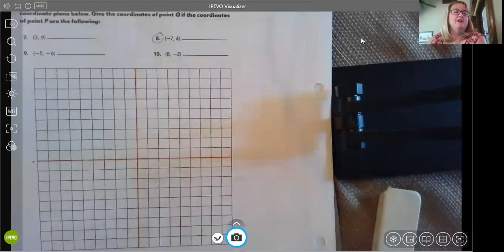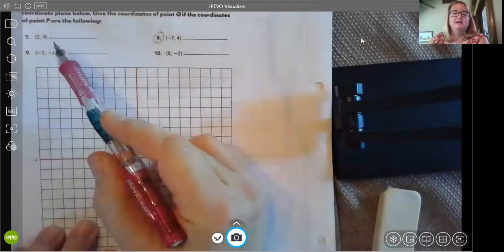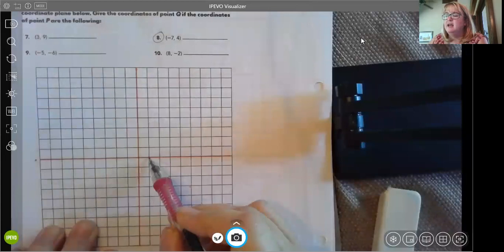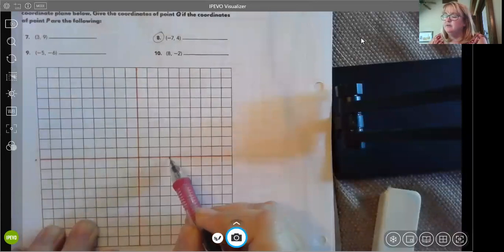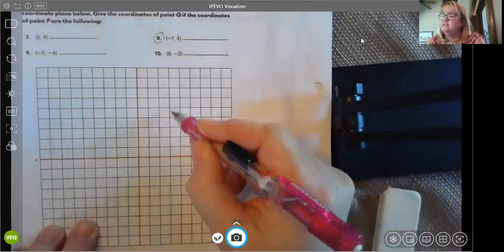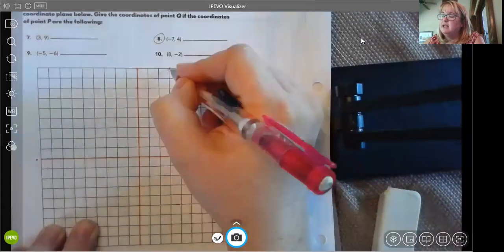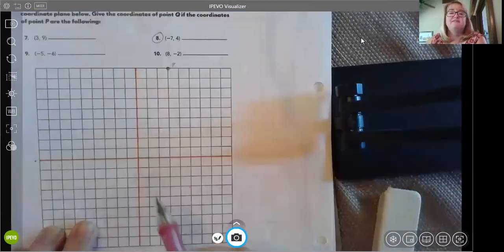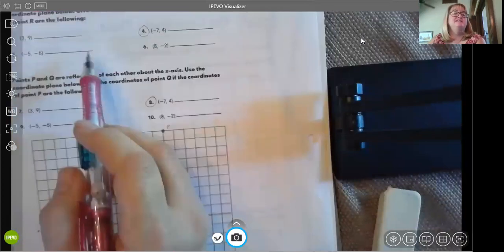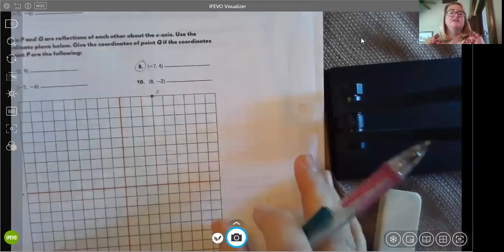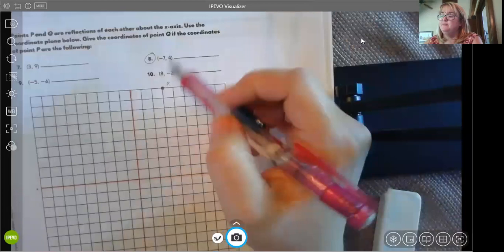All right, so the first point R, we're going to put at (3, 9). If we graph (3, 9), we're going to go over 3, and they're both positive, and then up 9. So 1, 2, 3, and then up 9. 1, 2, 3, 4, 5, 6, 7, 8, 9. Barely had enough room. All right, so this is point R. The other one is (-5, -6). Actually, let's reflect it first. So (3, 9) is up here.